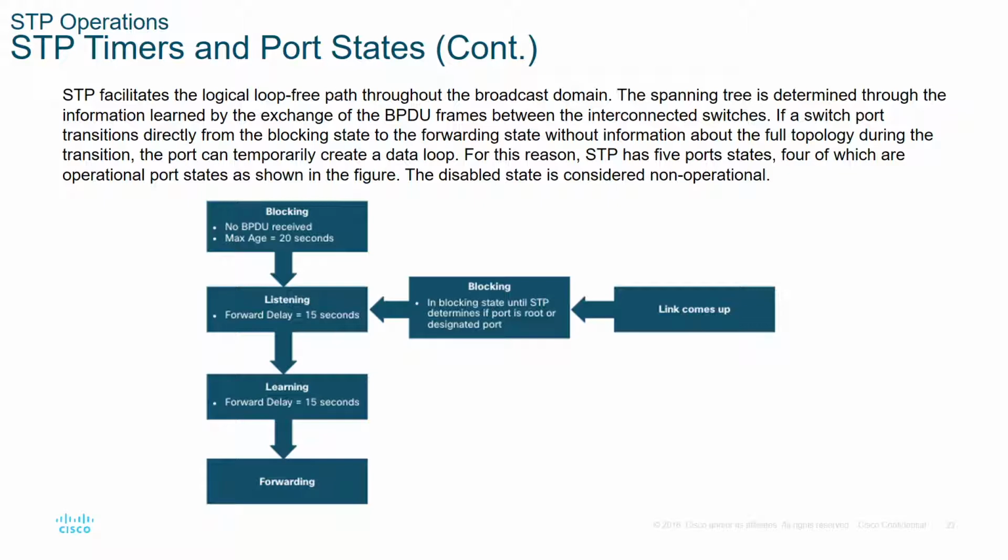So we have the blocking state, where if no BPDU is received, we have a max age of 20 seconds by default. We have the listening state, which has a forward delay of about 15 seconds. We have learning, which has a forward delay of 15 seconds, and we have forwarding. We also have a port remain in the blocking state until spanning tree protocol determines if a port is a root or designated port. That particularly makes that link come back up. The disabled state is non-operational at that point.